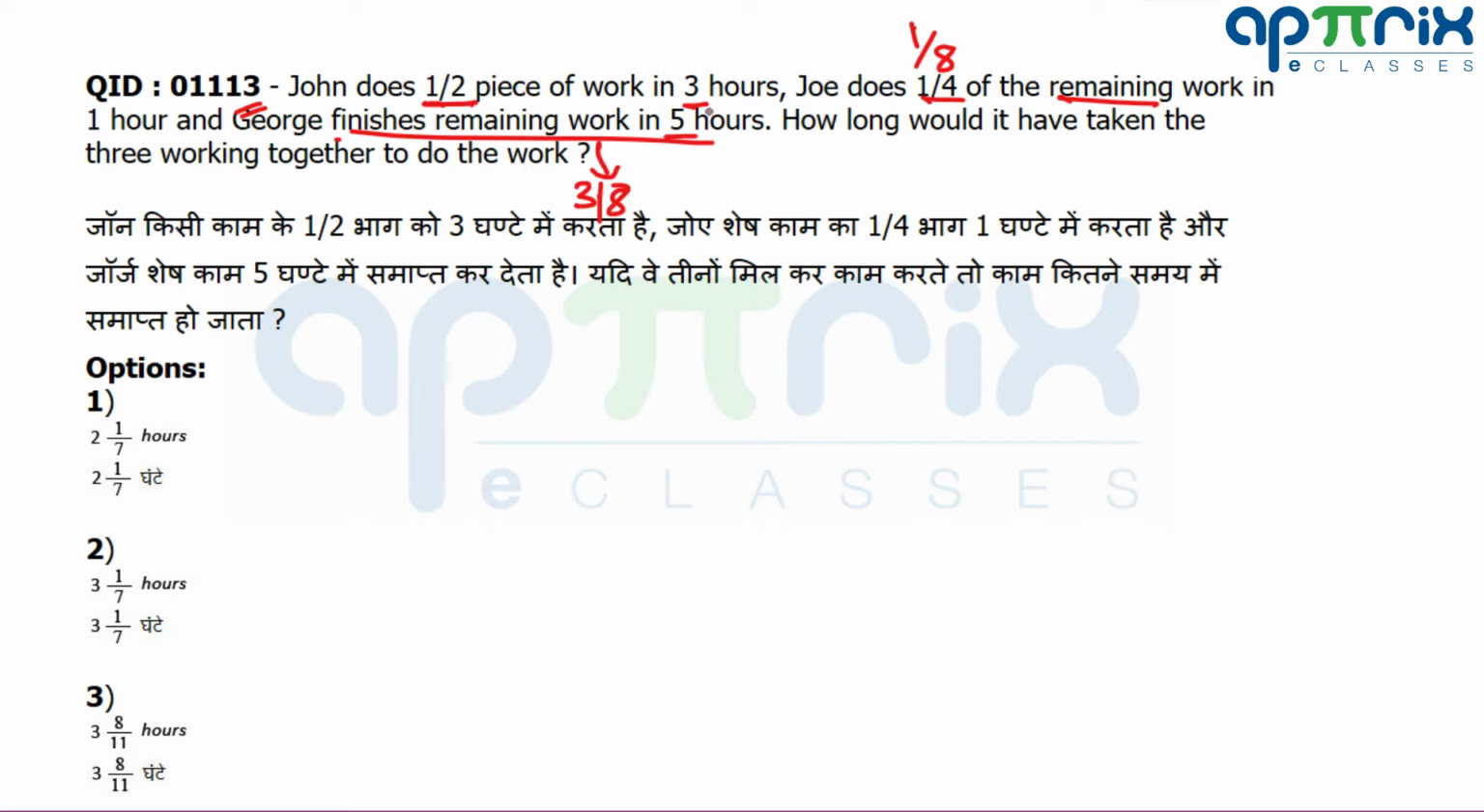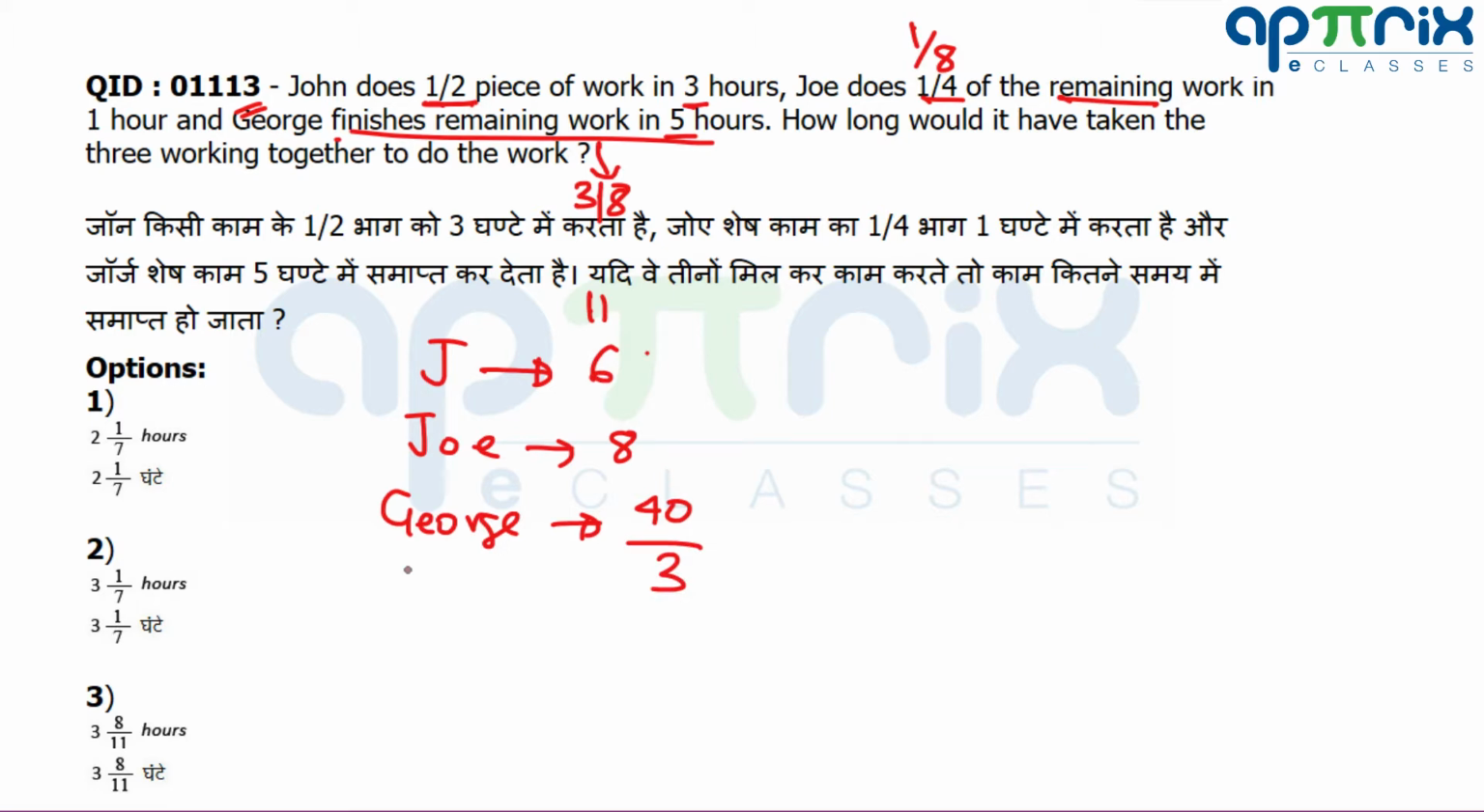John is doing half the work in 3 hours. So if half the work is done in 3 hours, the full work will be done in 6 hours without any confusion. Let's talk about Joe. Joe is doing 1 by 8 work in 1 hour. That means he will do the complete work in 8 hours. Let's talk about George. George has done 3 by 8 work in 5 hours. So he will do the complete work in 40 by 3 hours without any confusion.